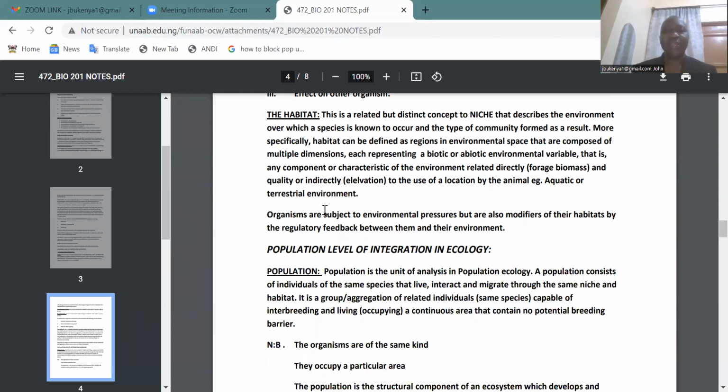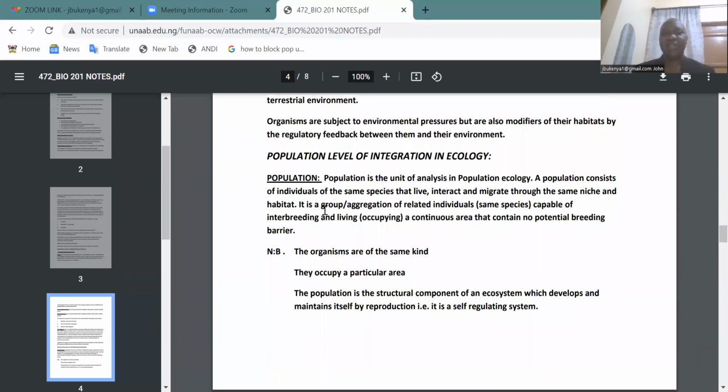Okay, we've already described the concept of the habitat, and now population ecology. Population ecology, as I've already indicated, is concerned with a group of organisms of the same species that lives in the same area, interacts with one another in the same area, and may migrate. That is, there could be immigration, the movement of organisms from other areas to an area, or emigration, movement of organisms from one area to another area.